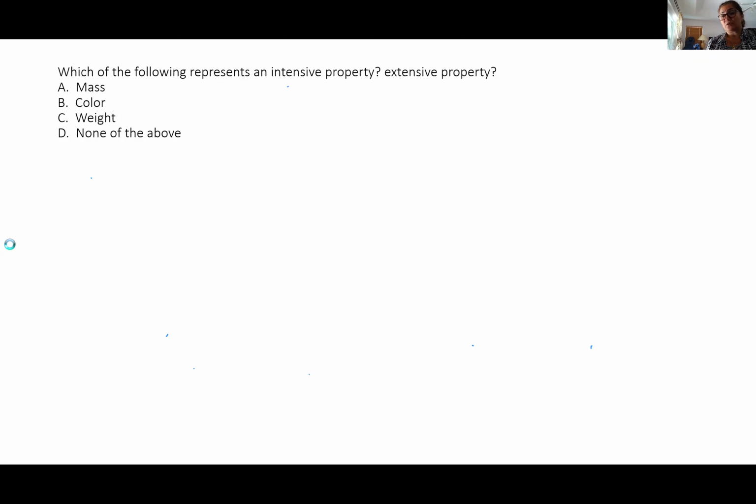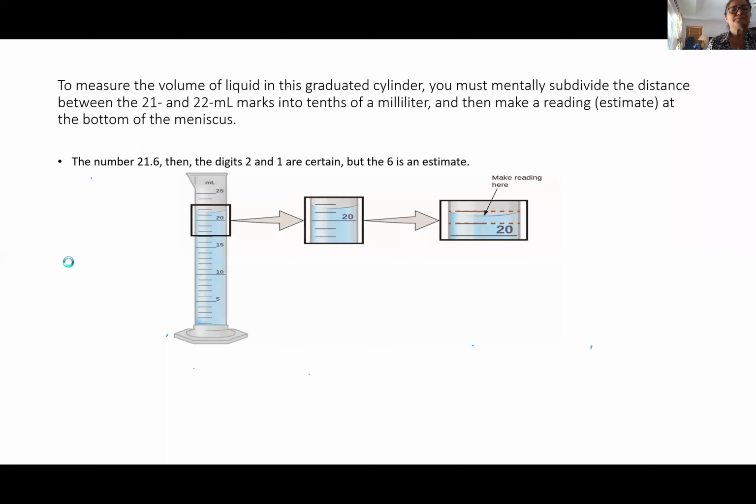Other examples of intensive properties are boiling point and melting point. It doesn't matter if you have a drop of water, the freezing point is going to be 0 degrees Celsius. And if you have a tank of water, the freezing point is going to be 0 degrees Celsius. Boiling point is the same. As long as the sample is pure, the boiling point is going to be 100 degrees Celsius for pure water, regardless of the sample size.